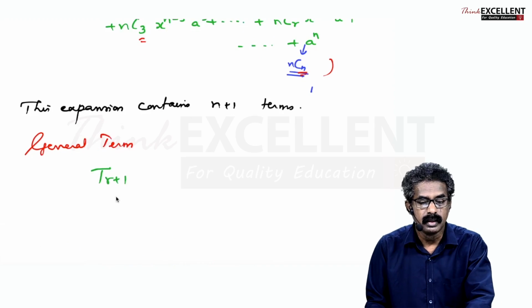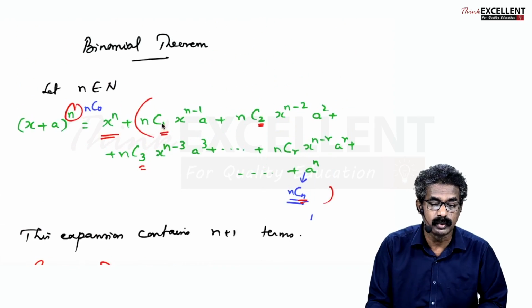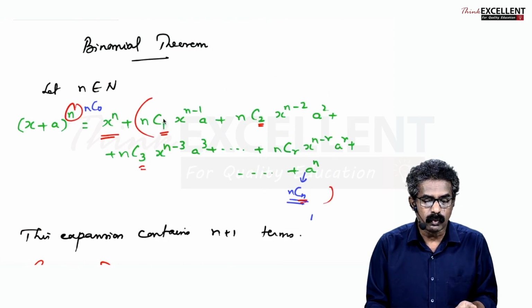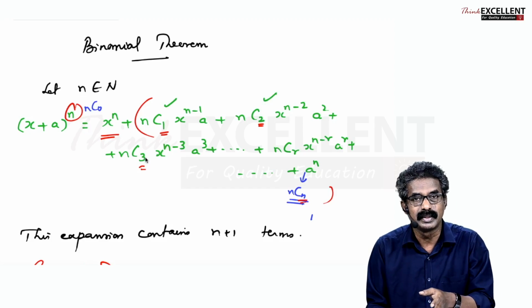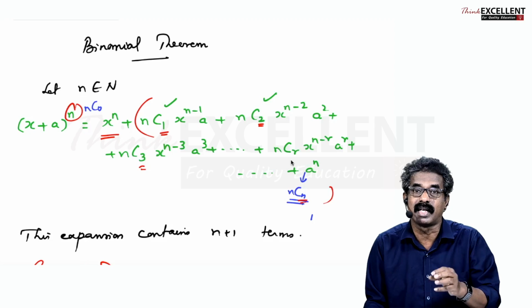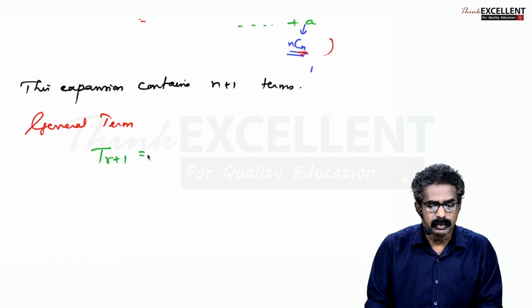Look here. When 1 comes, nC1, actually that is the second term. First term is x raised to n, right? When 1 comes, this is the second term. When 2 comes, third term. When 3 comes, that is the fourth term. When 10 comes, that is the 11th term. When r comes, nCr, that is the (r plus 1)th term, right? So T r plus 1 is equal to nCr x raised to n minus r, a raised to r.